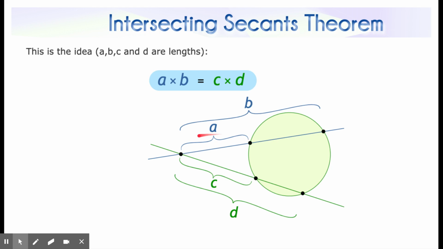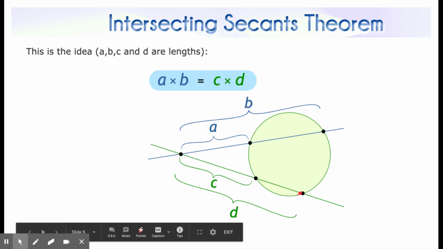So we have what's on the outside versus the whole thing. And we will multiply those two pieces. Same idea with the other secant. What's on the outside, part C, compared to what's the whole thing. We will multiply that.